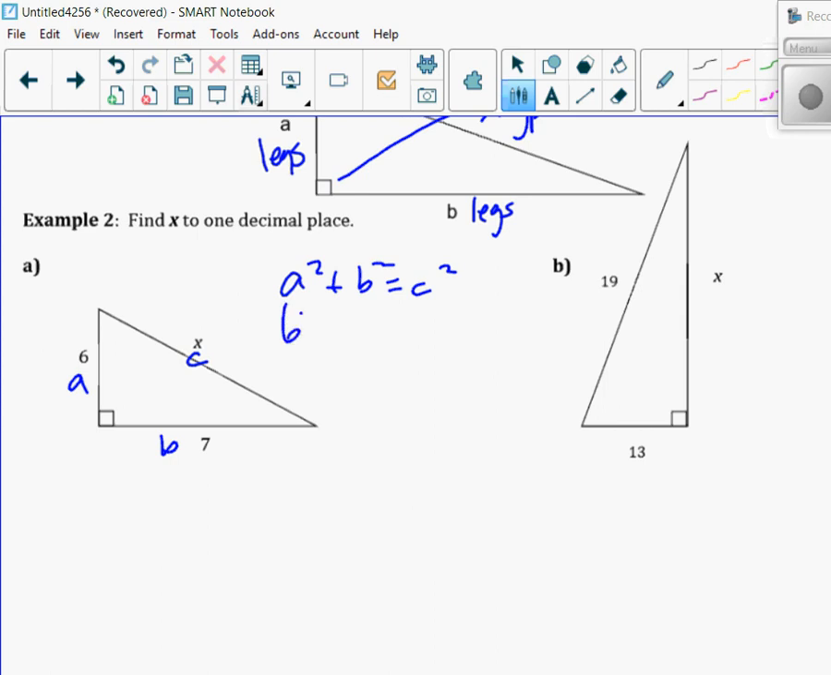So this is 6 squared plus 7 squared equals x squared. Do you see now I subbed it in? It's no longer c there, it's x. It's no longer a, it's 6. No longer b, it's 7. So then I go 36 plus 49 equals x squared. Then what do I do? Add it up. You get 85 equals x squared.